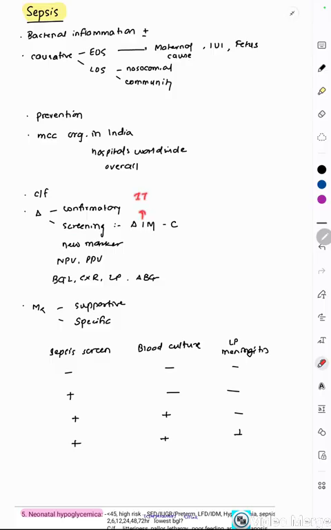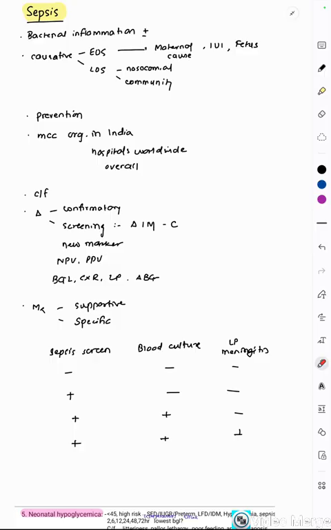Then IT ratio, that is immature to total neutrophil ratio, if it is more than 0.2. Then micro ESR, if it is more than 15 millimeter per hour, and the CRP levels are more than 1 milligram per dL. If any two out of these 4 factors are present, then that means it's a high possibility of sepsis. New marker is procalcitonin. The negative predictive value of sepsis screen is 100%, but the positive predictive value is 25%.